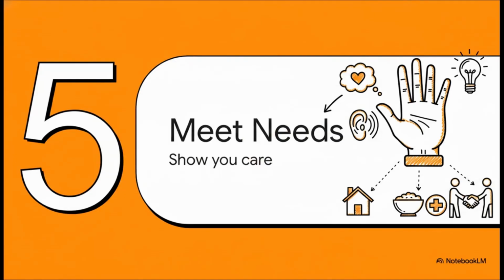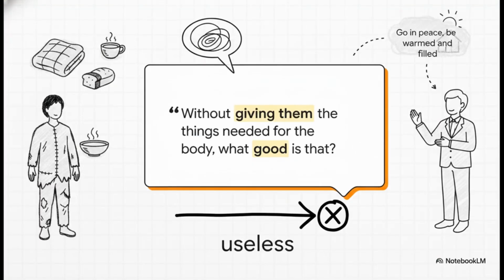Step 5. Meet their needs. All right, this is the action phase. Our prayers, our listening, and our empathy must ultimately translate into tangible, concrete help. James 2 asks such a piercing question here. If a brother or sister is poorly clothed and lacking in daily food, and one of you says to them, "Go in peace, be warmed and filled," without giving them the things needed for the body, what good is that? Seriously, giving someone spiritual well-wishes without practical bodily action is completely useless. It just shows a total lack of true care.